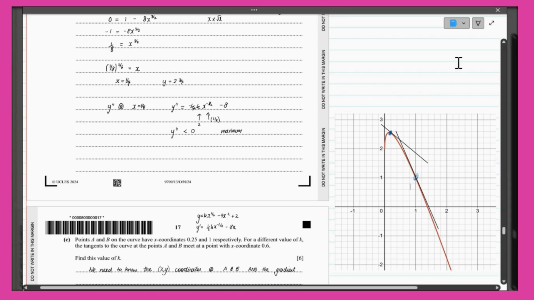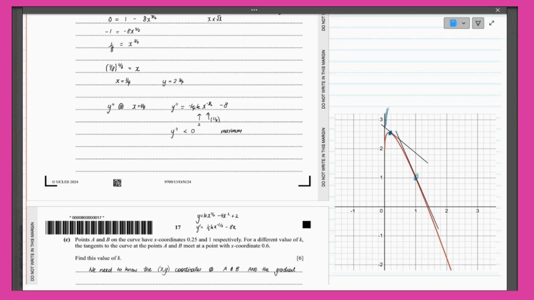So first of all, we're going to try and find out the equation of the first tangent, this one here, when we know that it occurs when x is equal to 0.25. We don't know y, and we also don't know k, okay? But we do know a formula for the gradient, and we can use that to help us work it out.